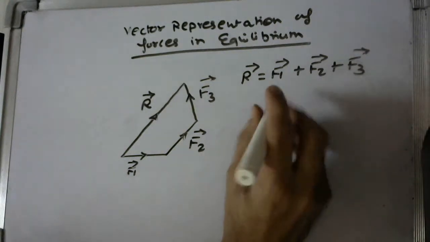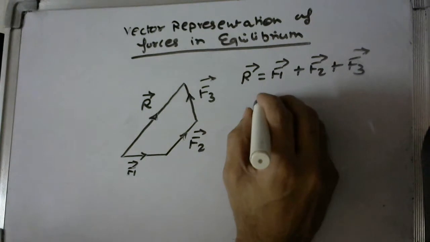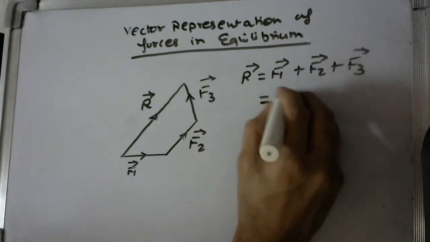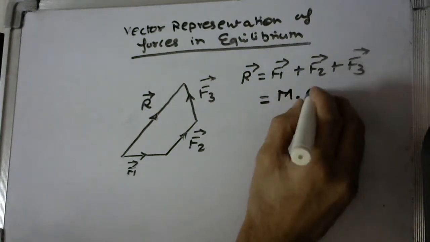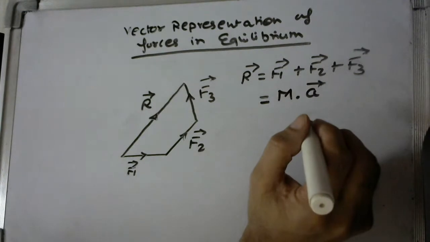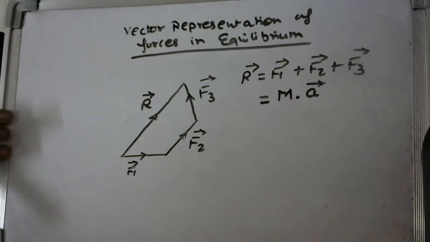And if we wish to apply Newton's second law to any object on which these forces are acting, we can say mass of the object into acceleration of the object should be equal to vector R. So in this case, R is a non-zero vector and there will be some acceleration of the object.